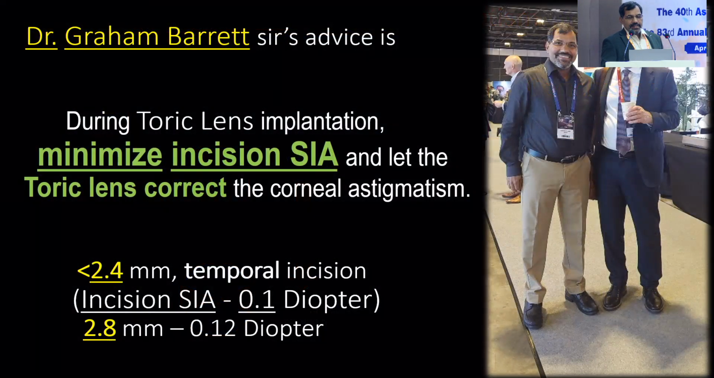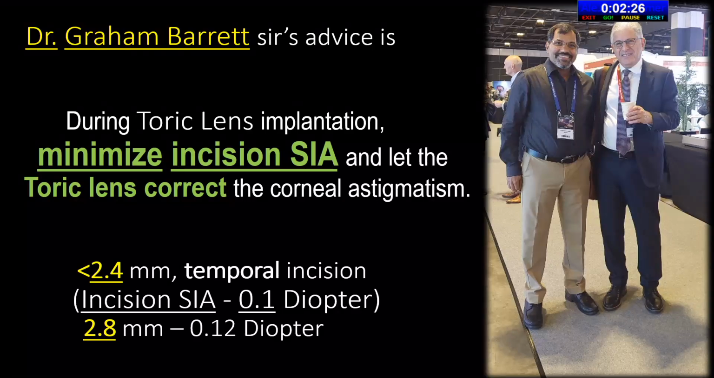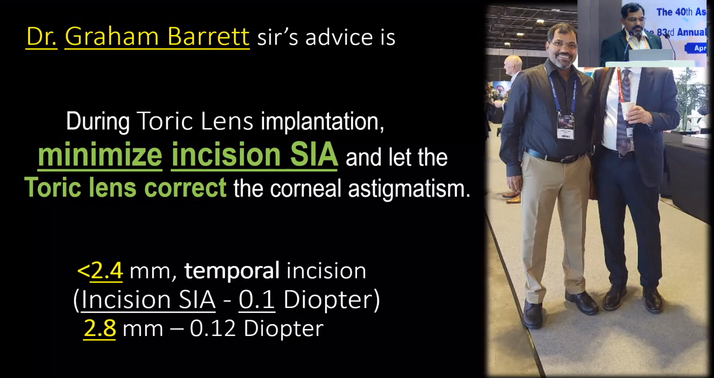About the SIA. SIA measurement is not very precise. So Dr. Graham Barrett's advice is that you try to minimize the SIA as much as possible. Go for an incision of 2.4 millimeter or less, and use an SIA value of 0.1 diopter. For incisions more than 2.8 millimeter, use an SIA value of 0.12 diopter. In individual cases, the SIA may be 0.4 or 0.5, but the standard deviation is low. So in the majority of cases, you can use this value and it works properly.